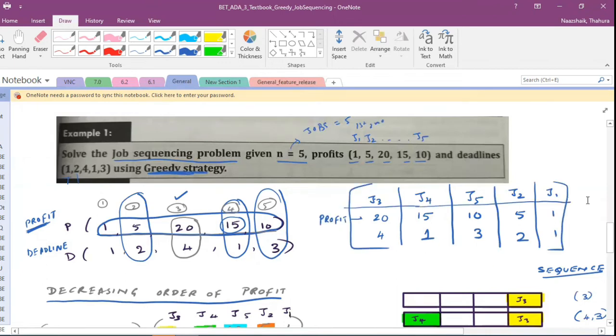Okay, so let's pick up the one which has maximum profit. So I'll pick up this job 3. Job 3, what is the deadline?